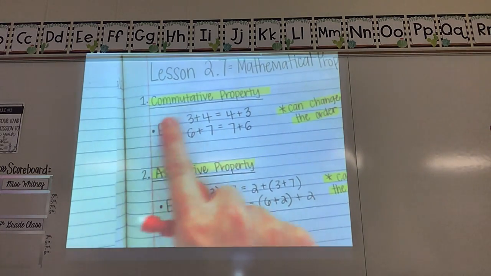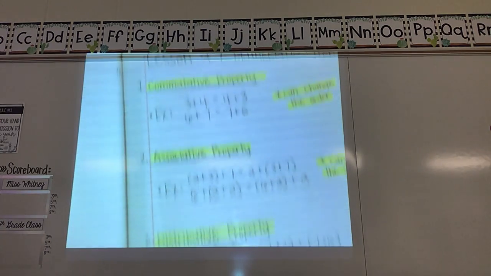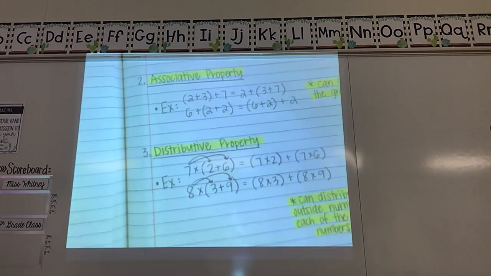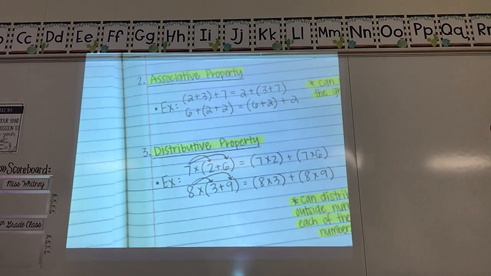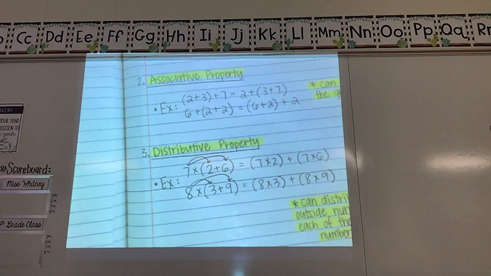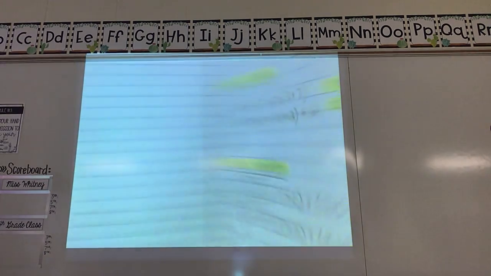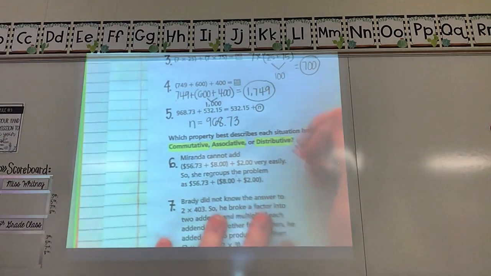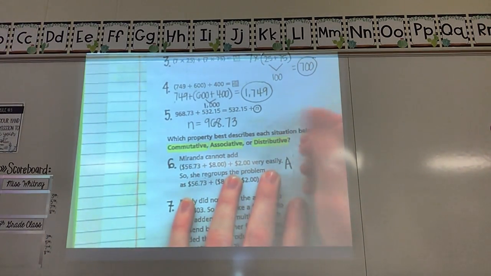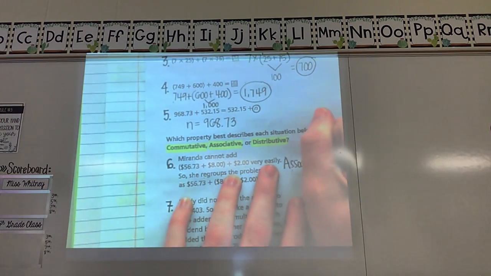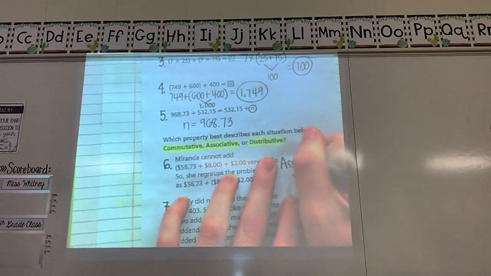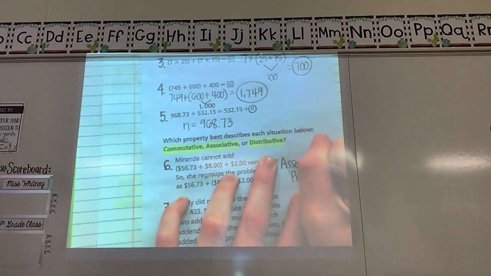Is it the commutative property, the associative property, or the distributive property? Changing her groupings. Which one did she use? Hopefully you are thinking the associative property. Remember, the associative property tells me that I can change my groups around to make it easier for me. So she used the associative property to help her easily solve that.